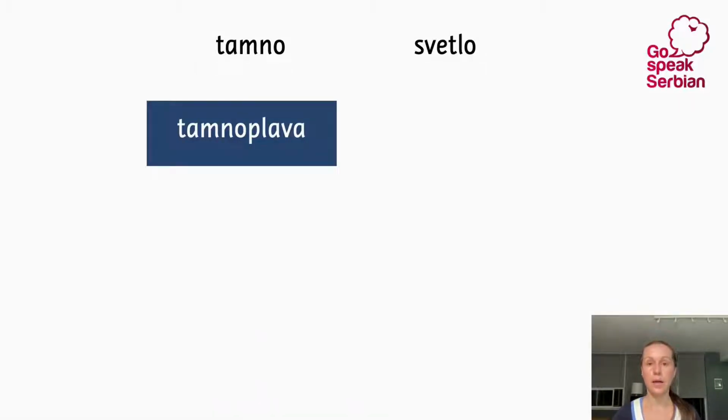When we want to say that the color is dark, we can add an adverb tamno to the name of the color. When we want to say that the color is light, we can add the adverb svetlo to the color. Na primer, for example, tamno plava, dark blue. Svetlo plava, light blue. Notice how we write those as one word.